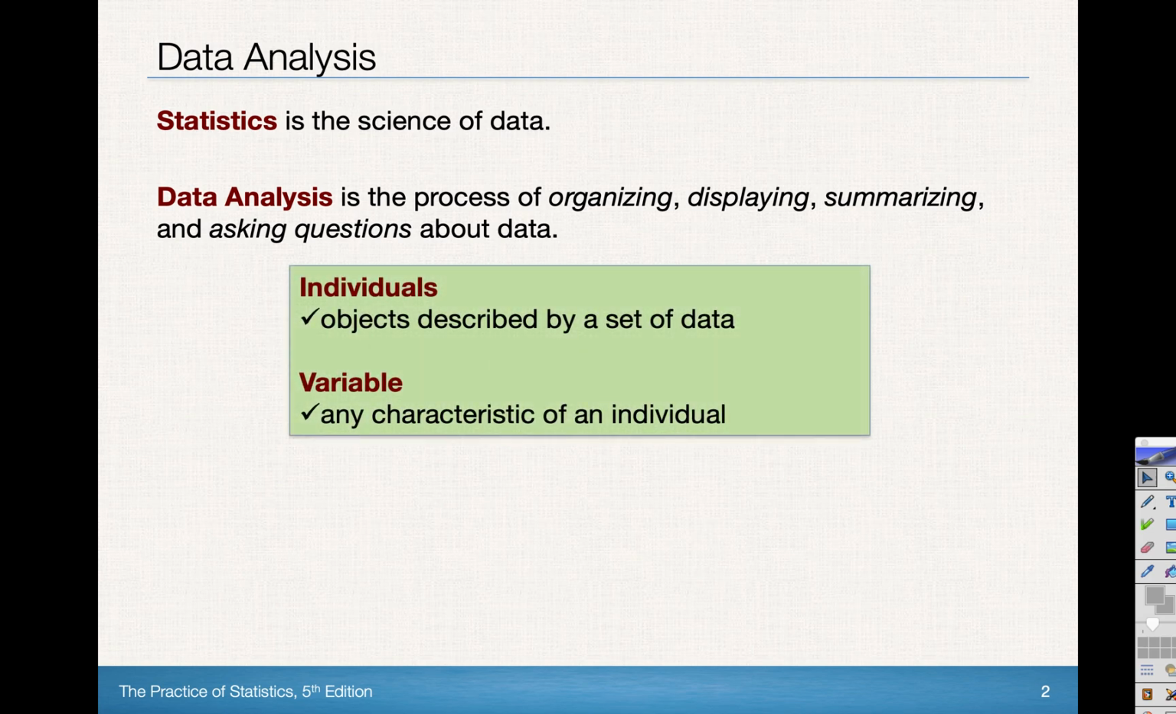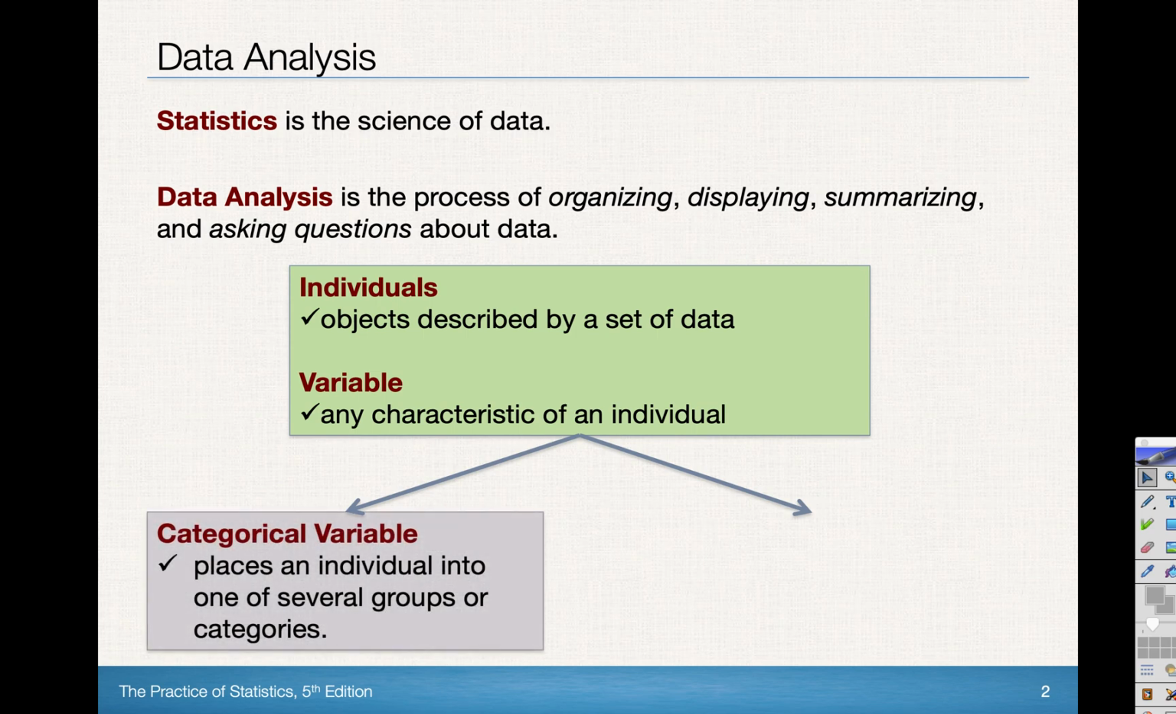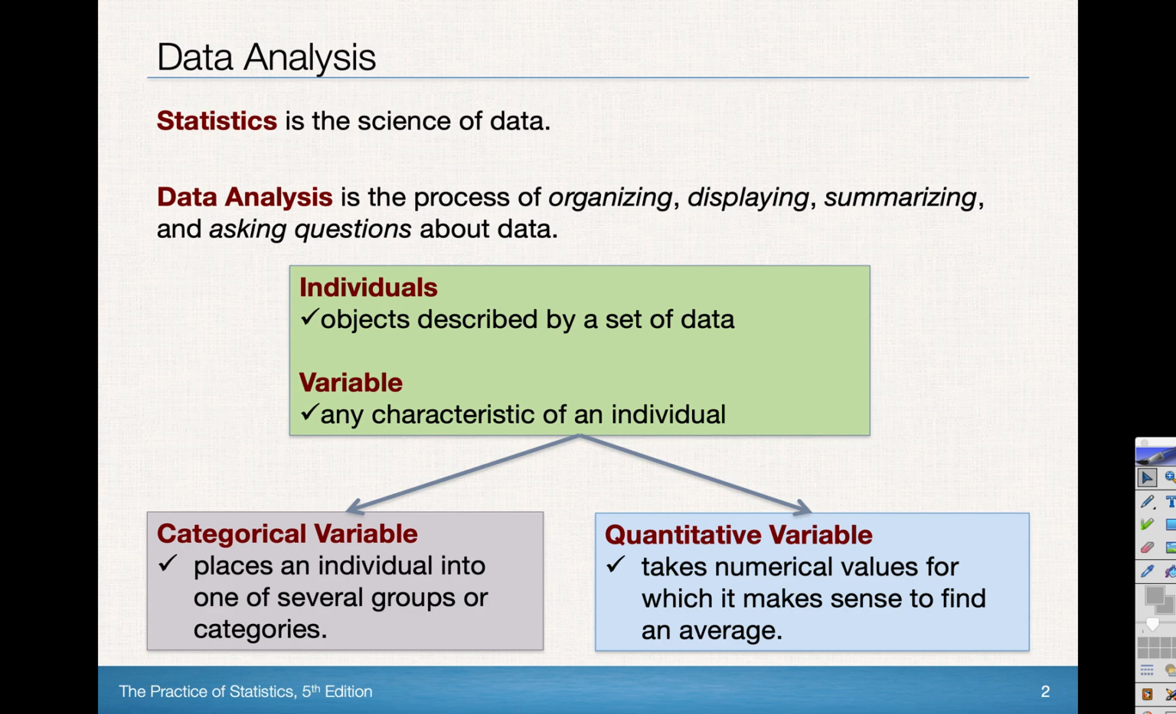In data analysis, you have individuals and you have a variable. The individuals are the objects described by a set of data, and the variable is the characteristic of the individual. This chapter focuses on two types of variables. We have categorical variables and we have quantitative variables. Categorical variables place an individual into a group or a category, such as your favorite pizza, or the color of your eyes, or the color of your hair, or your favorite car.